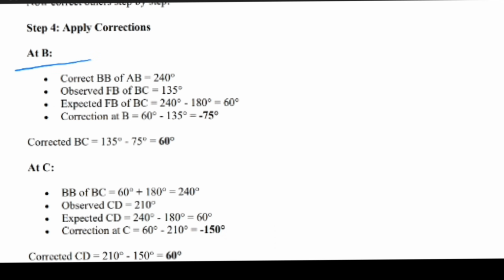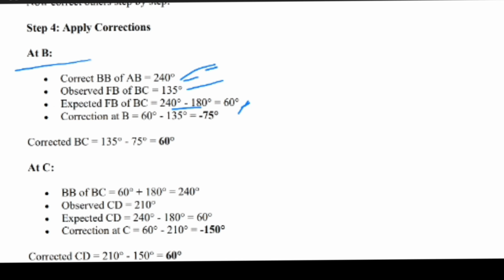We are coming to station B at point B. Fore bearing is 240, so back bearing is 240. The fore bearing is 135, understood? So the expected fore bearing should be 240 minus 180 degrees. You should get 60 degrees.